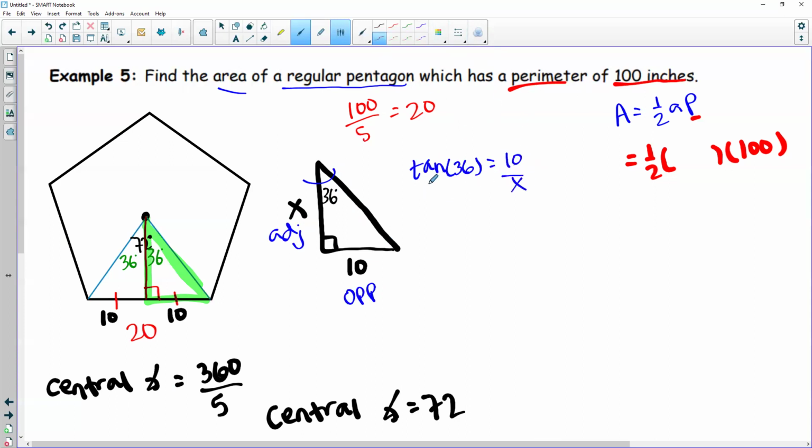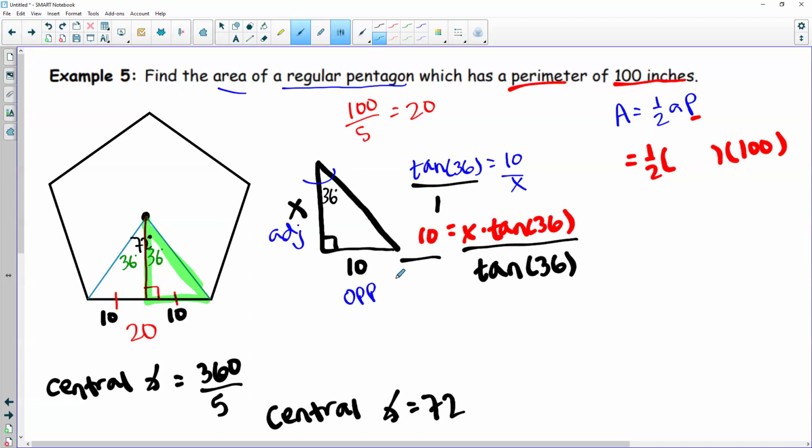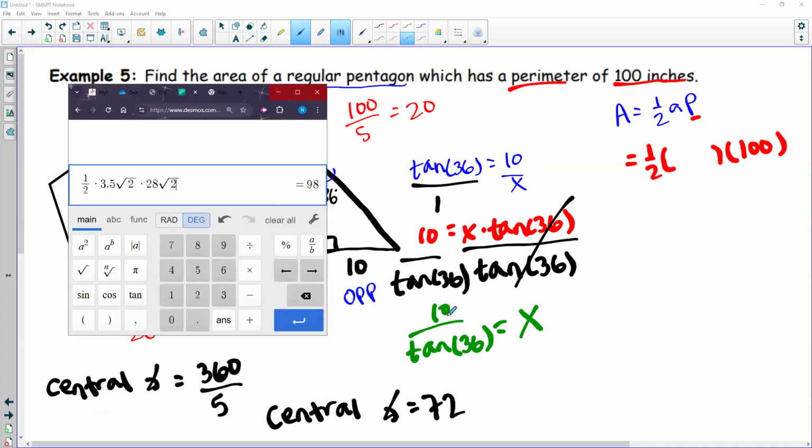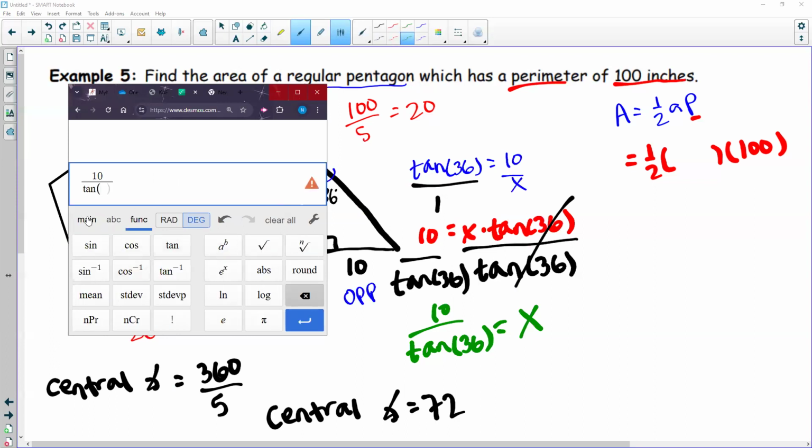Now, again, if you're wanting to play it safe here, put this guy over 1 and cross multiply. If we cross multiply, you're going to get 10 is equal to x times tangent of 36. Now, we want to solve for x here, which is the apothem. So we're going to divide both sides by tangent of 36. So that cancels, and now we have x by itself. X is equal to whatever 10 divided by tangent of 36 is. So that's where we take out the calculator. We're looking for 10 divided by tan 36.